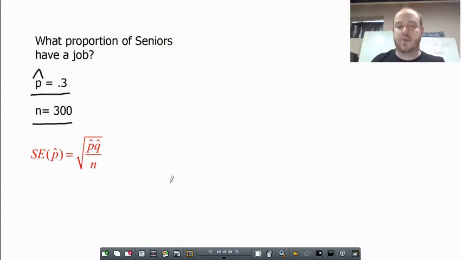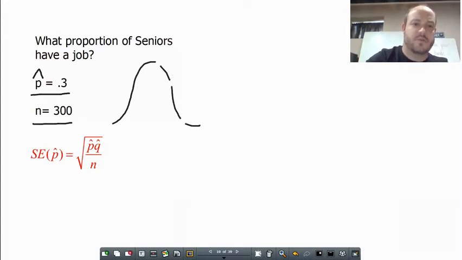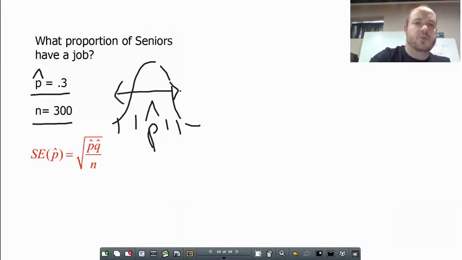Now remember, the goal here is that we're going to end up having this normal curve with our p hat somewhere in the middle there, all right? And we're going to use this standard error to go out 2 standard deviations in either direction. And we're going to claim that somewhere in this range should be our true proportion. The true proportion should be somewhere in that range. So let's take a look at what plugging this in would look like.